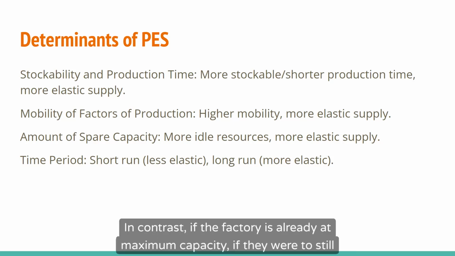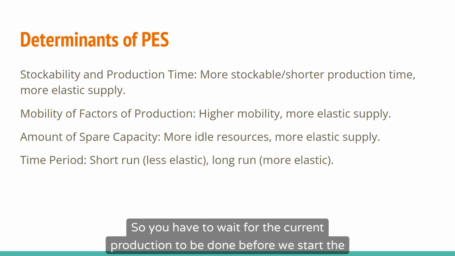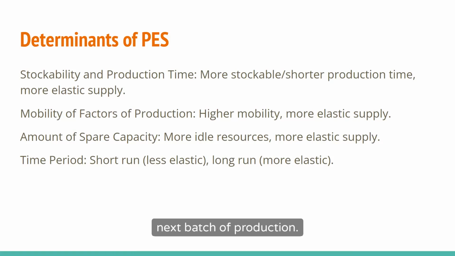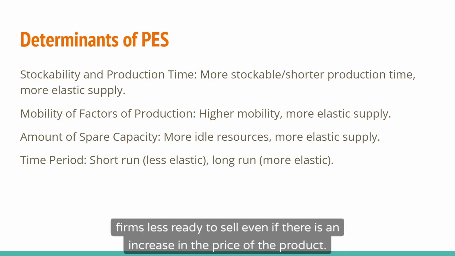In contrast, if the factory is already at maximum capacity, if they were to still accept new orders from the customers, then this will have to be on the waiting list, right? So you have to wait for the current production to be done before we start the next batch of production. So in that case, it's going to take a longer time, and it will make the producers, the firms, less ready to sell, even if there is an increase in the price of the product.